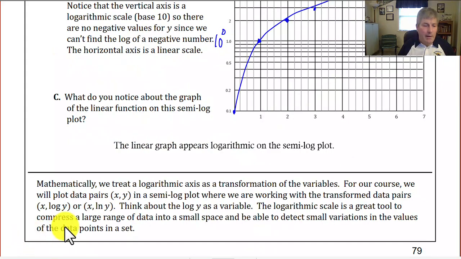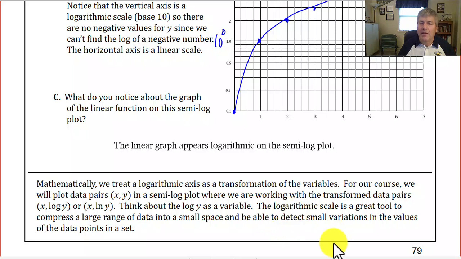And in the note at the bottom, it says, mathematically, we treat a logarithmic axis as a transformation of the variables. For our course, for AP Pre-Calc, we will plot data pairs x, y in a semilog plot where we are working with the transformed data pairs, and our y values will be the log base 10 of y or the natural log of y. So our ordered pairs are x, log y or x, natural log of y. And think about log y as a variable.